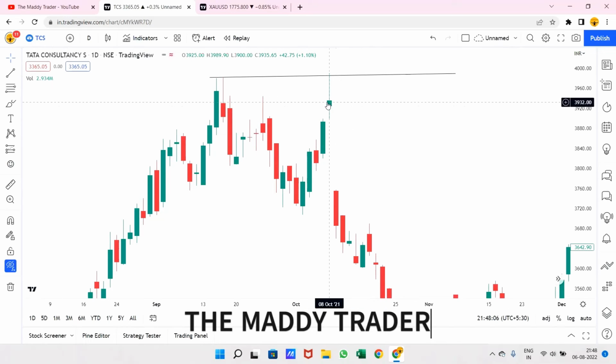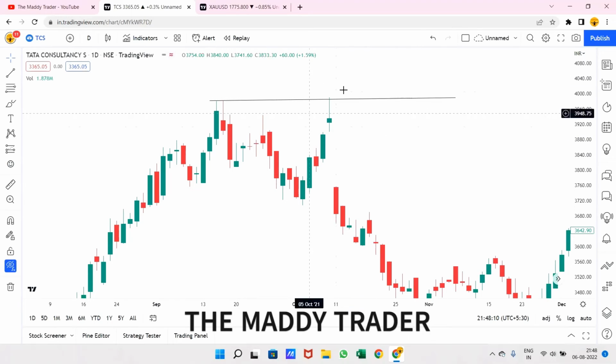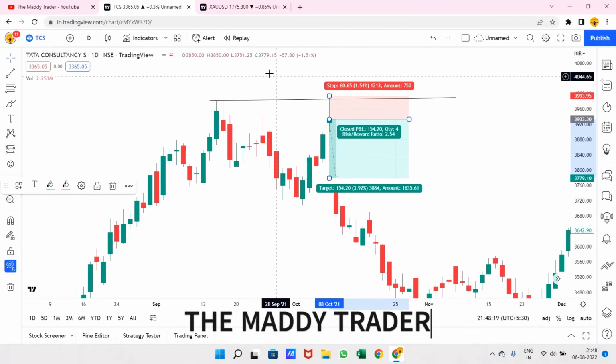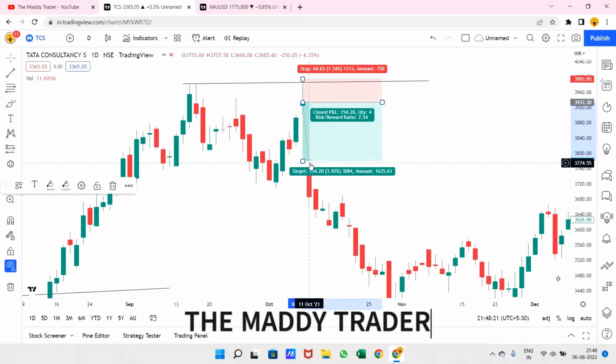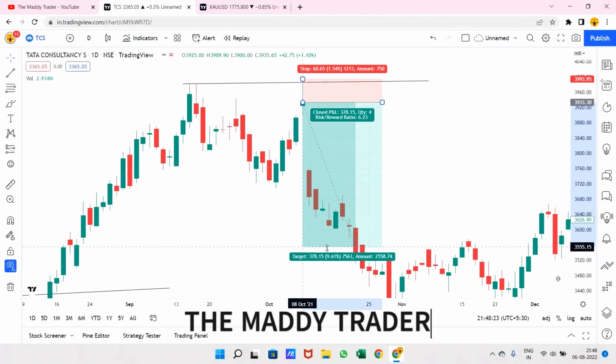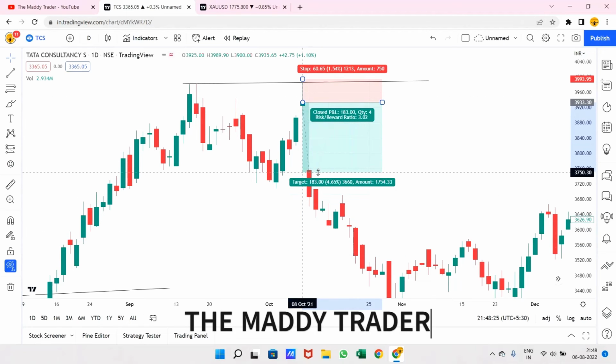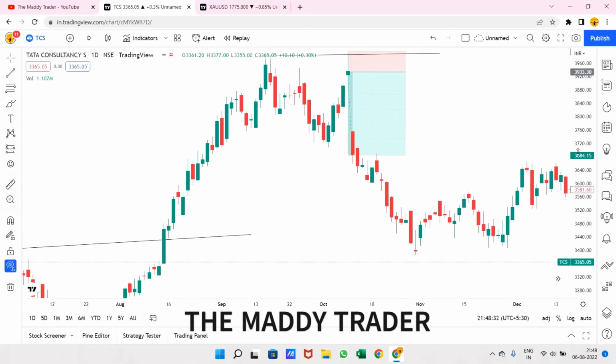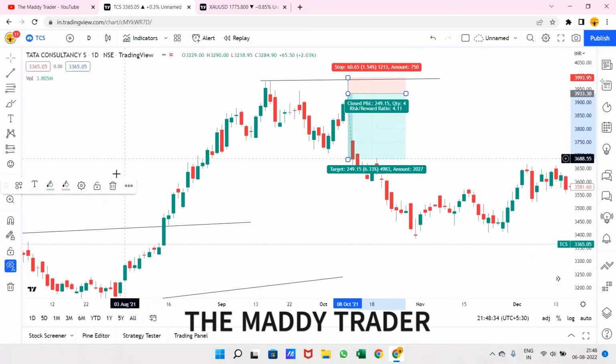As you can see, in the resistance zone, an inverted hammer or a shooting star happened. If you shorted the TCS futures here and put the stop loss above this candle, at least 1.5 percent of your capital, you can capture 1:3 risk reward the very next day, which is really good. At the end of the day, you can capture 1:4, which is really good.